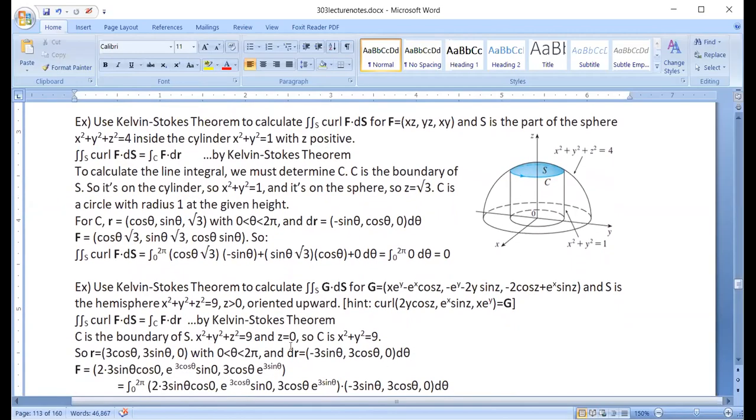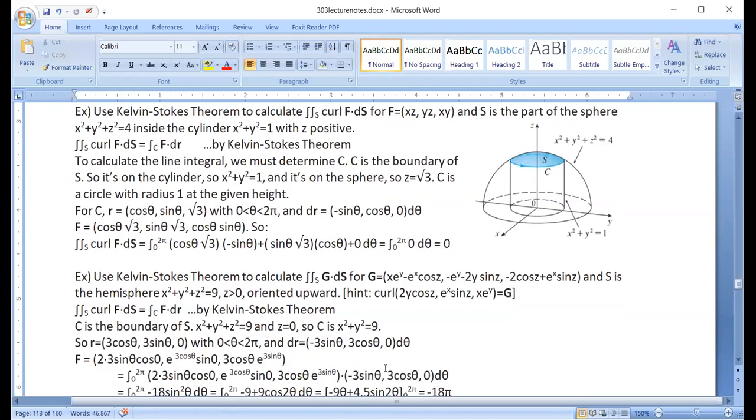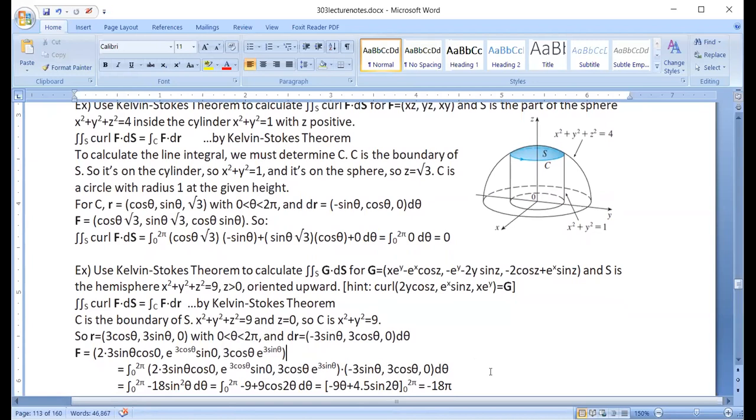And so now we're going to do the line integral, but we're going to write it parametrically. So writing it parametrically, we get the integral, and we know that theta goes from 0 to 2 pi of the vector field, which is this, dot dr, which we calculated is this. So now, taking the dot product and simplifying, we just get negative 18 sine squared theta.